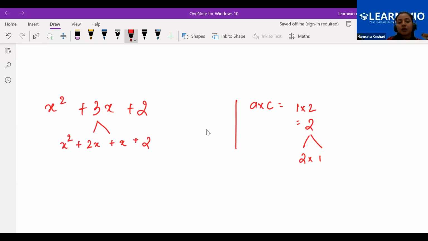What can be taken out as a common factor from the first two terms? X, right? What will be remaining? x plus 2. Perfect. What can be taken out as a common factor from the next two terms? X again. Is it possible? Both the terms are having x and x.